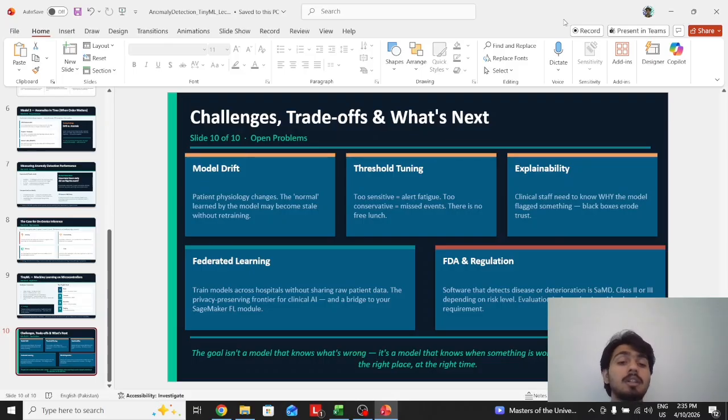FDA and regulation, the SaMD part: software that detects disease or deterioration is SaMD, Class 2 or 3 depending on risk level. Evaluation is not academic, it is a legal requirement. The goal isn't a model that knows what's wrong. It's a model that knows when something is worth humans' attention, in the right place at the right time. So this is what it takes to have a software as a medical device. These are everything we have to keep in mind while constructing software and algorithms for these tiny devices.